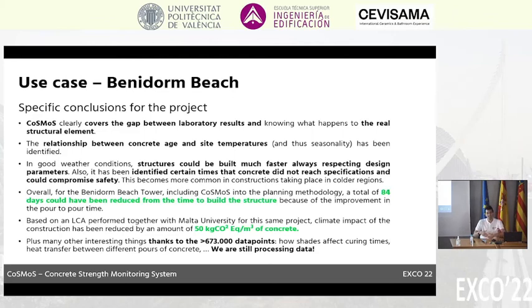And well, we are still processing data. There's a lot of data to process, the more than 670,000 data points that I mentioned, and we're still discovering new things. For example, how shades affect the project times, and how different concrete elements interact: if I have a column and I put a slab on top of it, how thermal transmission happens between the two of them, as one is curing and the other is not yet. So there are a lot of interesting things in that field that we are still researching, and we plan to publish more information in the future.